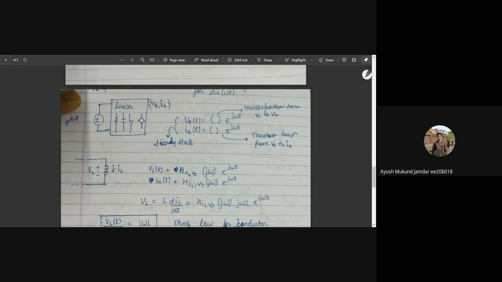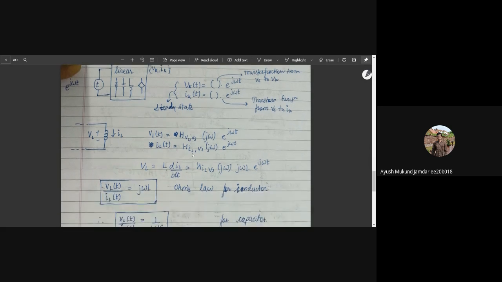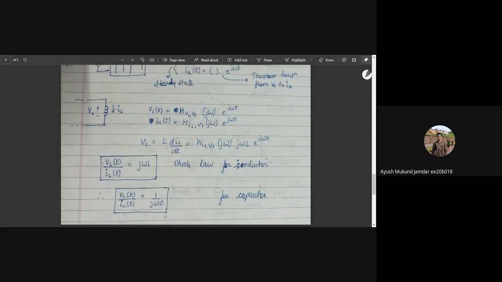This now tells us that a linear system, whatever it may consist of, resistors, capacitors, inductors, dependent sources, we in steady state can represent any voltage as a transfer function times exponential j omega t, where omega is the frequency of the source, and the same goes for the current as well. So an important property of capacitor and inductor comes out here. Let's say the voltage across the inductor is h of VL Vs, a function of j omega, times exponential j omega t, and I is h of I Vs, a function of j omega, times exponential j omega t.